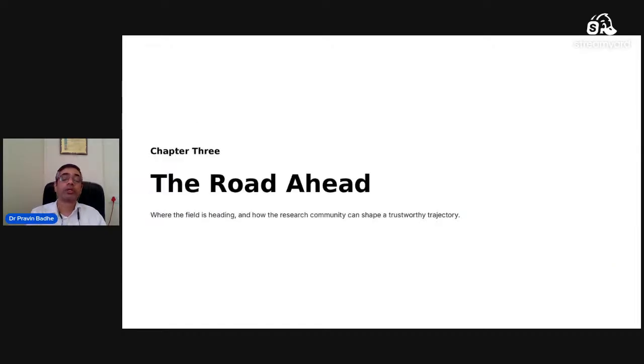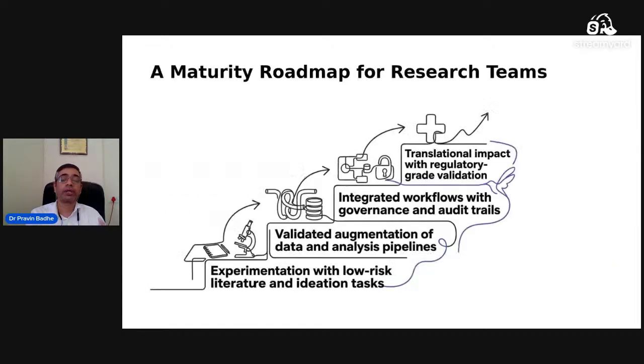So when we look at the road ahead, it is very important to understand the stages where the research is now getting matured. There is no option to skip experimentation. Data is important. You need to understand the low-risk literature and ideal tasks that can be done with the AI, but the experimentation needs to happen, and the data needs to be generated, which is a need of the AI.